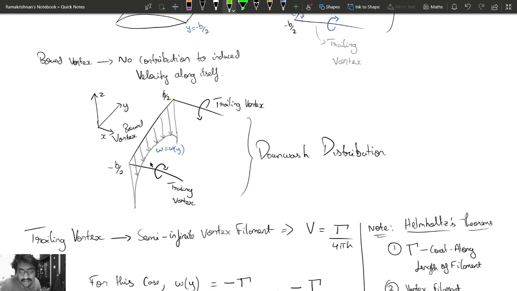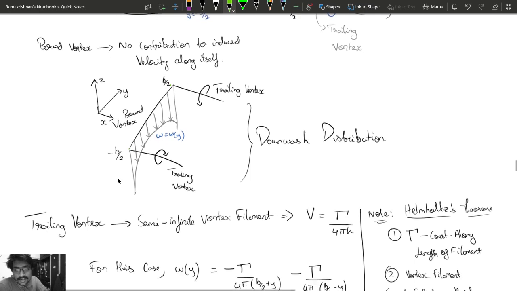So we can see that the downwash is minimum at the center point and it's increasing as we move close to the trailing vortex. This is exactly the same diagram that we saw earlier, and this is the coordinate system that we are taking to integrate to find out the downwash.